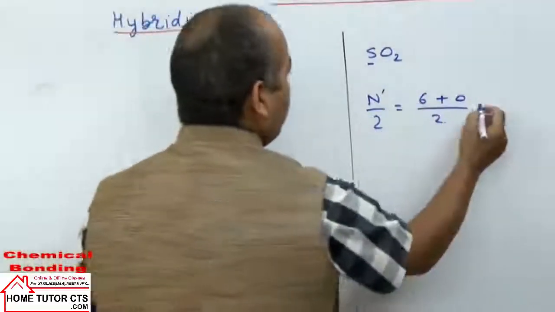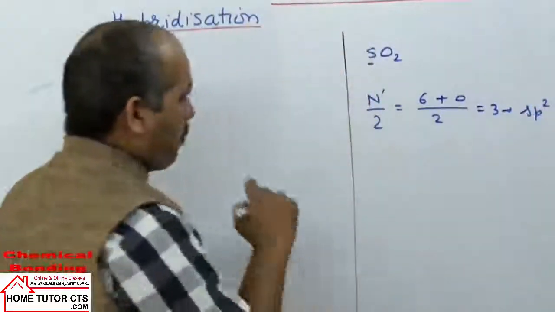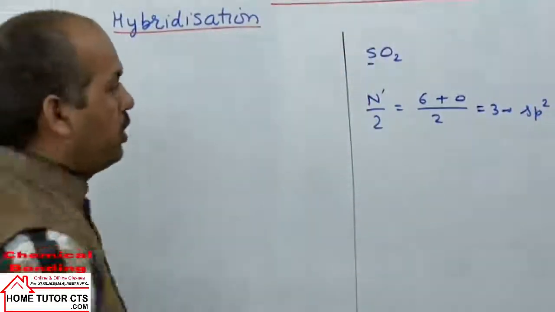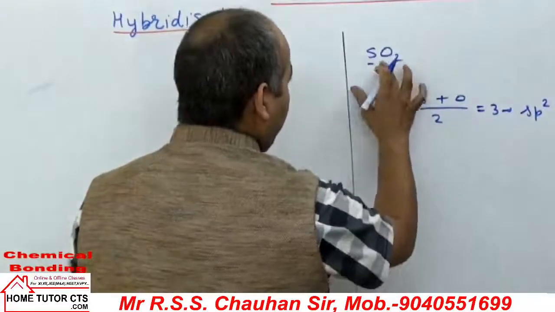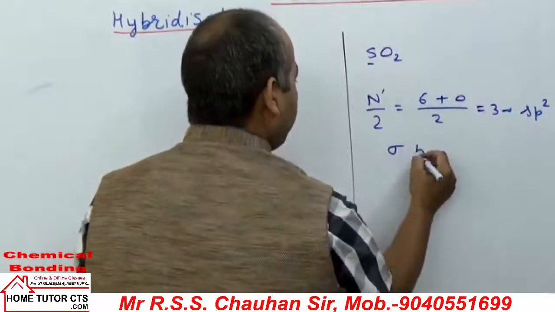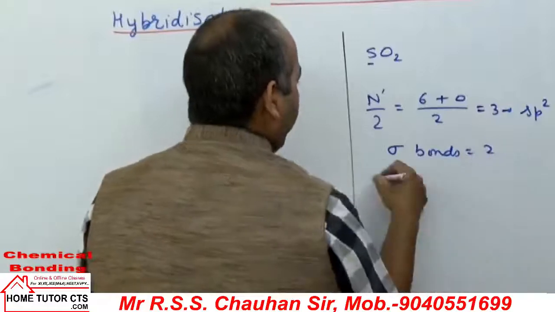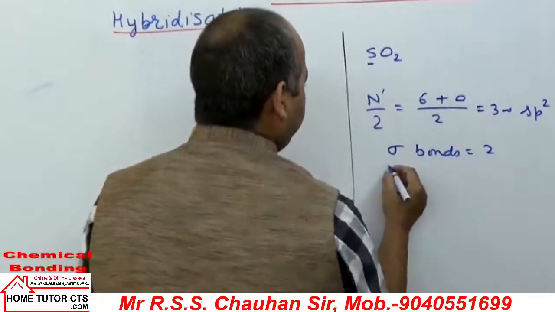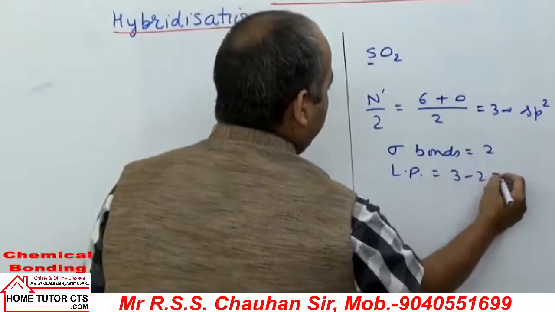So 6 by 2 is 3. 3 means it has hybridization sp2. Now, what can be taken? The number of sigma bonds or bond pairs will be the same as the number of other atoms, 2, and the rest will be lone pairs. 3 minus 2, so 1 lone pair.